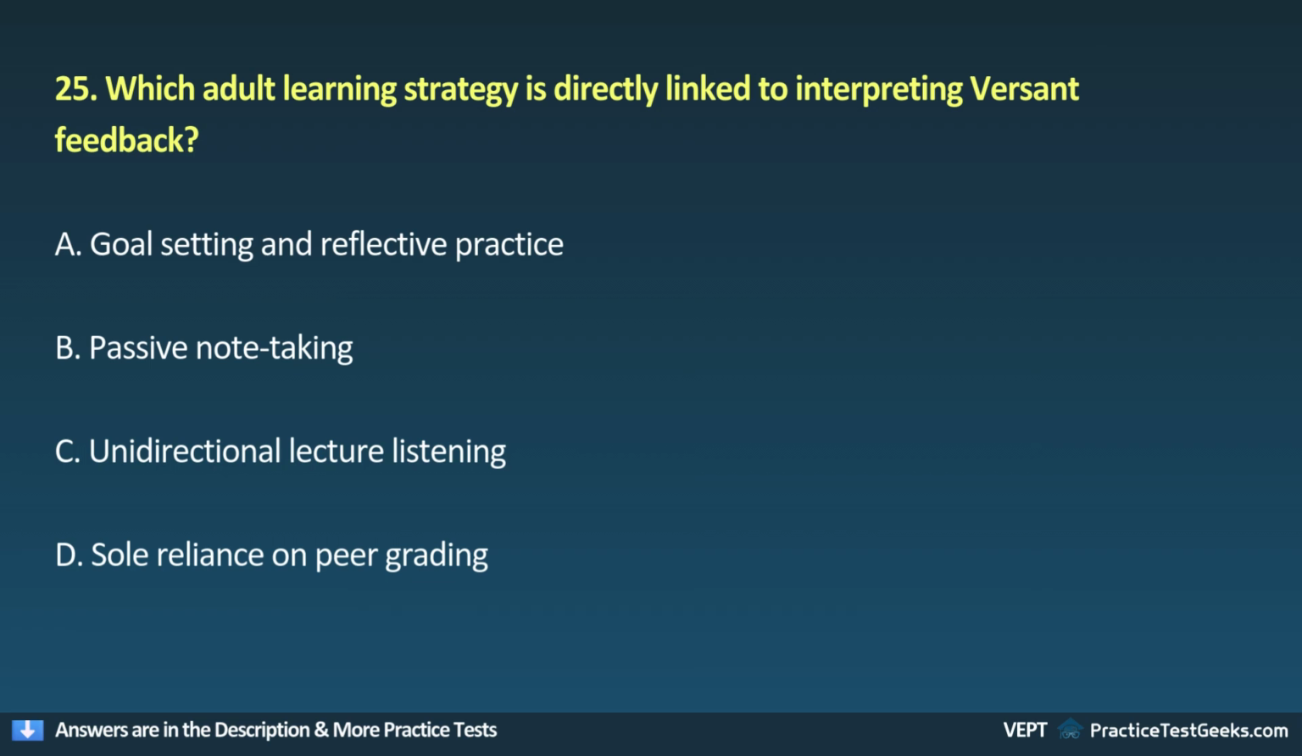25. Which adult learning strategy is directly linked to interpreting Versant feedback? A. Goal setting and reflective practice. B. Passive note-taking. C. Unidirectional lecture listening. D. Sole reliance on peer grading.